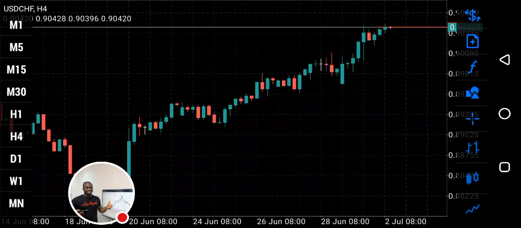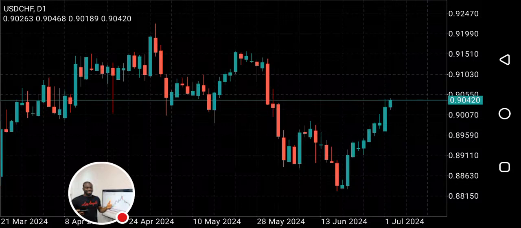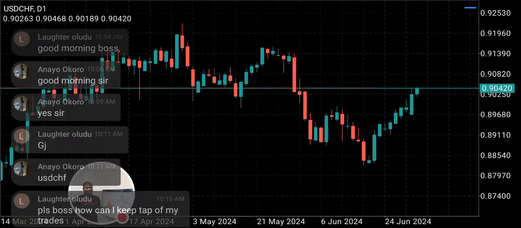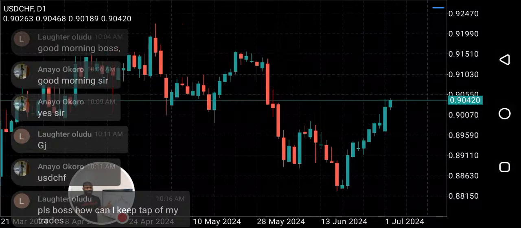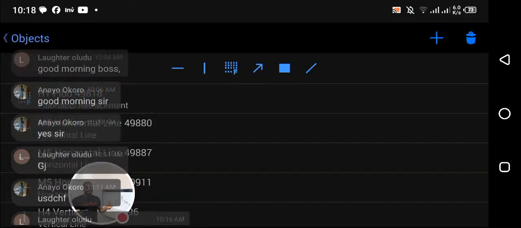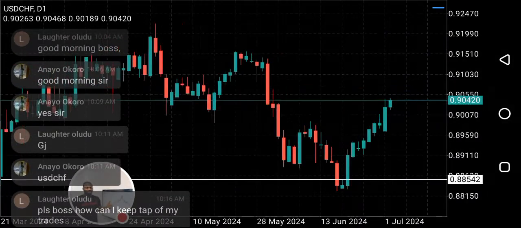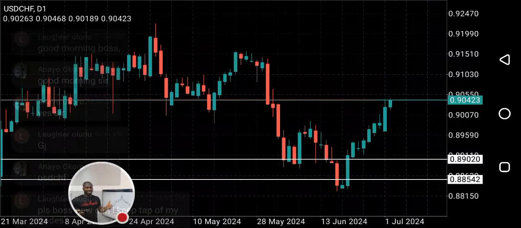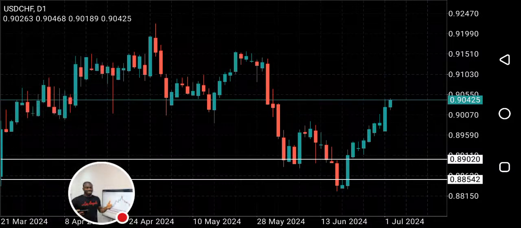Okay, let me go to daily. So this is it. Like I said, don't jump in and buy USD CHF. Wait for price to pull back to this level before you buy. USD CHF is bullish. Wait for price to pull back to this zone, 8902. That is about 140 pips from the current market price. Wait for it to pull back. Don't jump in and start buying.